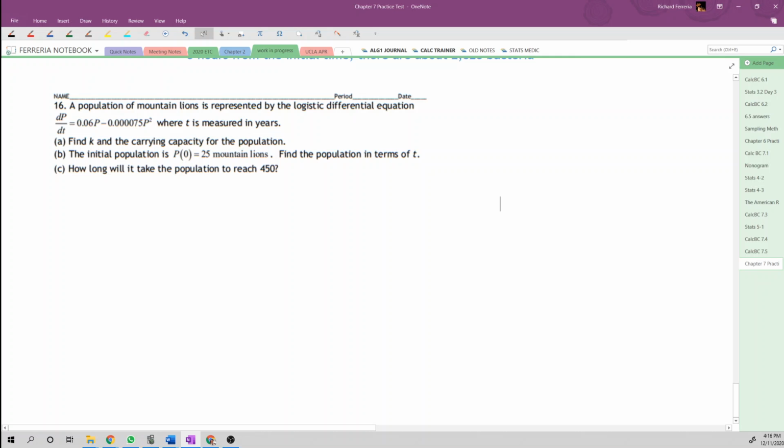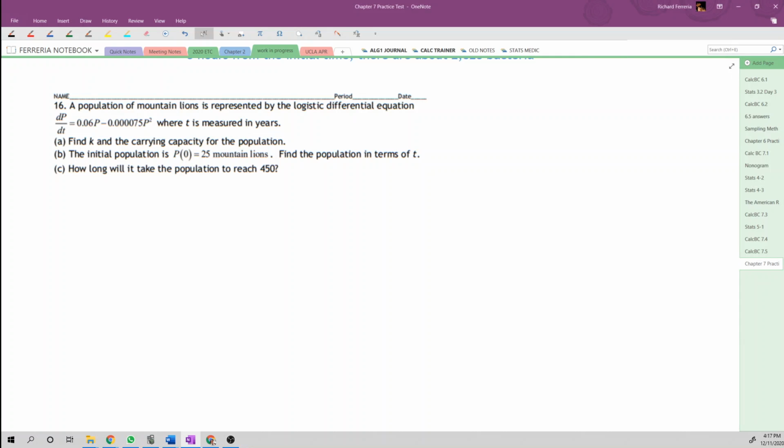Question 16 now. And here's a question where it's got some teeth in it. So the population of mountain lions is represented by this logistic equation, where t is measured in years. For this question, I'm going to use a calculator when there is no other choice. But when there is a choice, I'm going to refrain from using it so you can just see how this is solved. Obviously, things are made a lot easier if you make use of the solver on your TI-84.